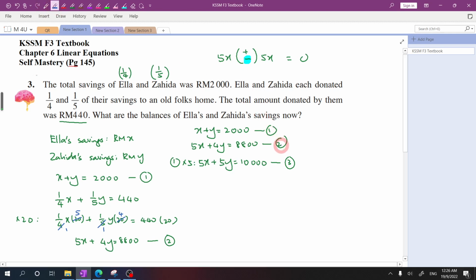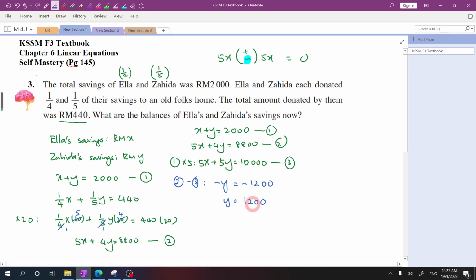So you can take the second equation minus the third equation, or the third equation minus the second equation. 5x minus 5x, you will get 0x. So we have successfully eliminated the 5x. So 4y minus 5y, you will get negative y. 8800 minus 10,000, you will get negative 1200. So y will be equal to 1200. Okay, so this is the value of y.